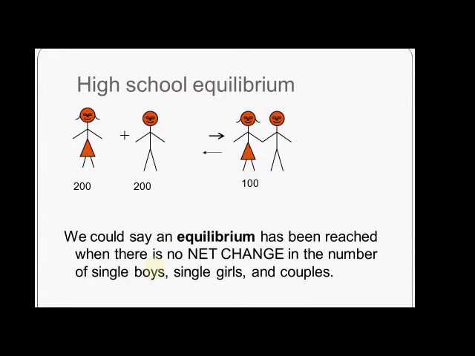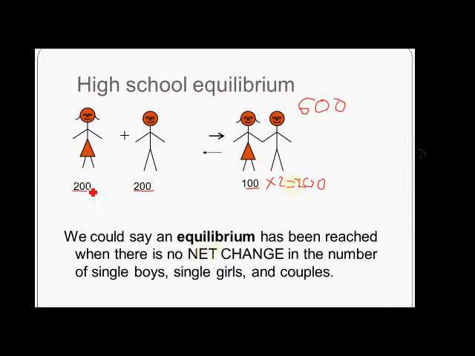So we would say that equilibrium had been reached when there was no net change in the number of single boys, single girls, and couples. Now, remember before, when we figured out how many total people were in this high school? Do you remember? Say it with me now, kids. There was 600. Is there still 600 people in this high school? Well, of course there is, because 100 couples represents 200 people, so 200 plus 200 plus 200 is 600. So the number of high school students has not changed. So that's what we call equilibrium, when these amounts are staying the same.